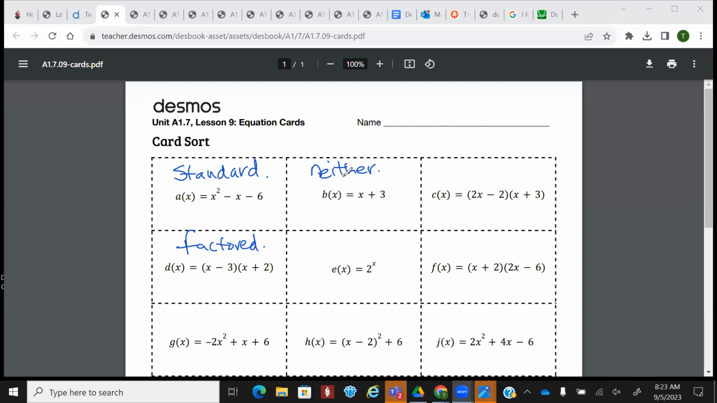Okay, so kind of thinking through this. This one on the right, is this factored or is it standard? Is this one factored or standard? This is an exponential. This is neither. Okay. What about this one on the left? Is that factored or standard? So does it have parentheses? Is it broken down? No. Okay, so this guy is in standard.